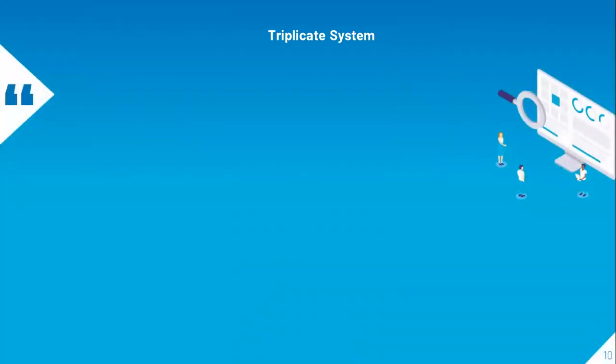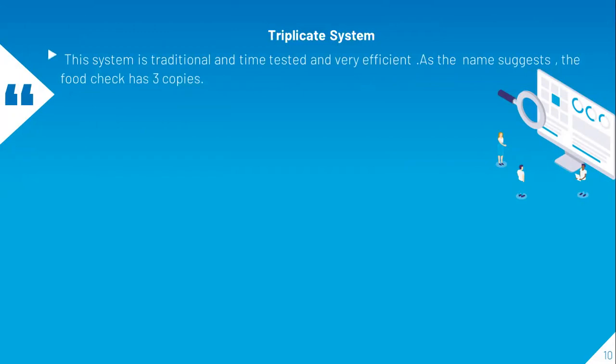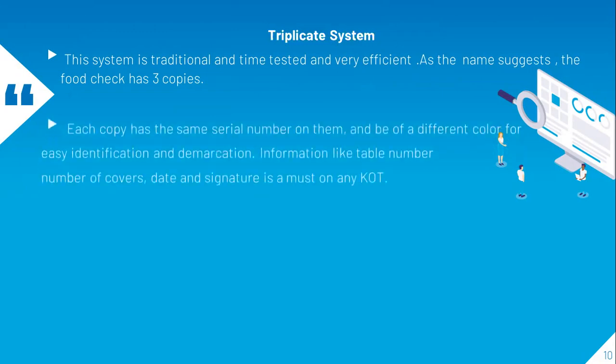So let's begin with understanding our triplicate system. This system is traditional, time-tested and very efficient. As the name suggests, the food check has 3 copies. Each copy has the same serial number on it, but could be of a different color for easy identification. Information like table number, number of covers, date, and signature of the steward is a must on any KOT. KOT is kitchen order ticket.